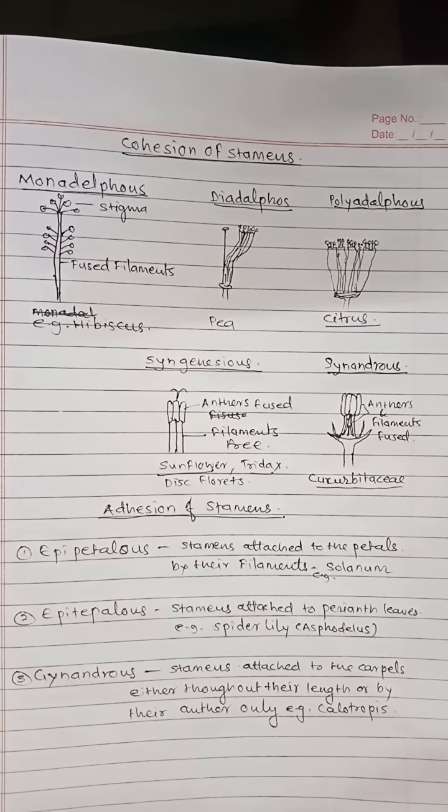This is all about the androecium: number of anther lobes, length of stamens, then anther fixation, cohesion of stamen and adhesion of stamen. Thank you.